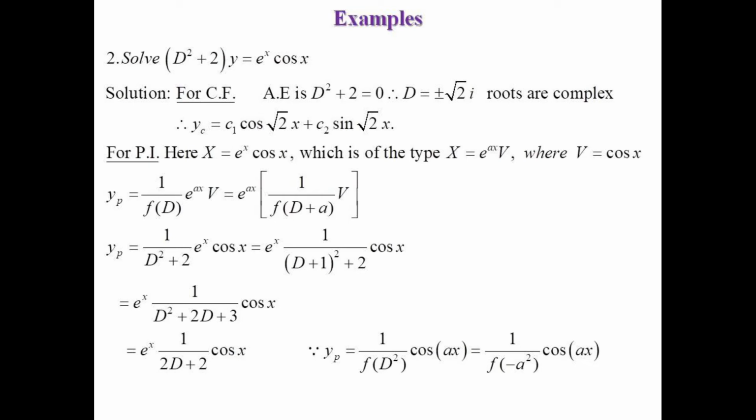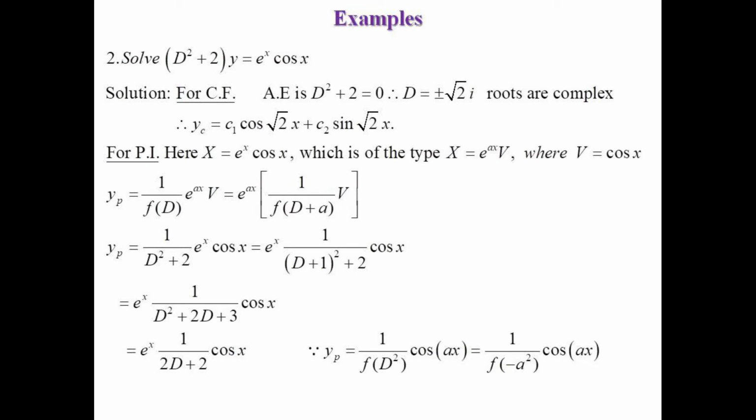So if we observe the term 1 upon d square plus 2d plus 3 into cos of x, so this is of the type 2, which mentions that whenever cos or sine term is there, then replace d square by f of minus a square into cos of ax. So if we try to apply this formula on this equation, then we get this equation as e raised to x into 1 upon d square. If we replace d square by minus 1, then we get this term as minus 1 and plus 3. So value of constant is 2.